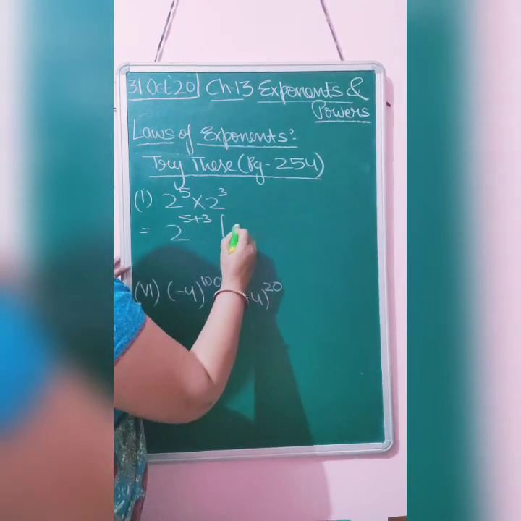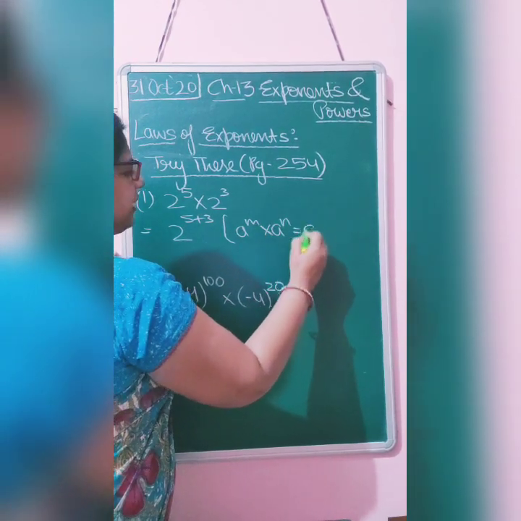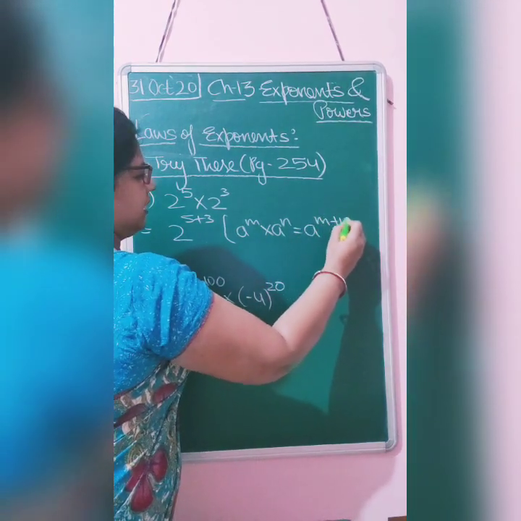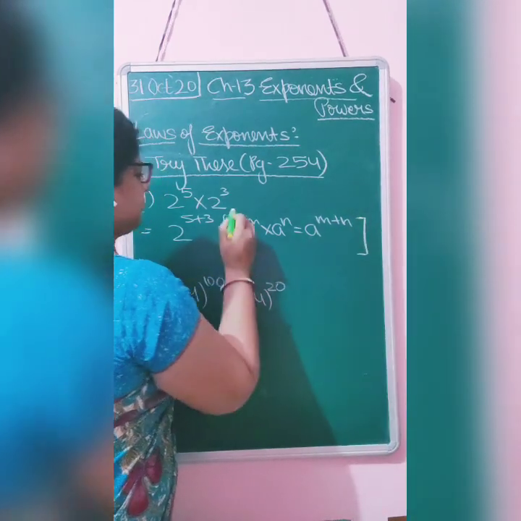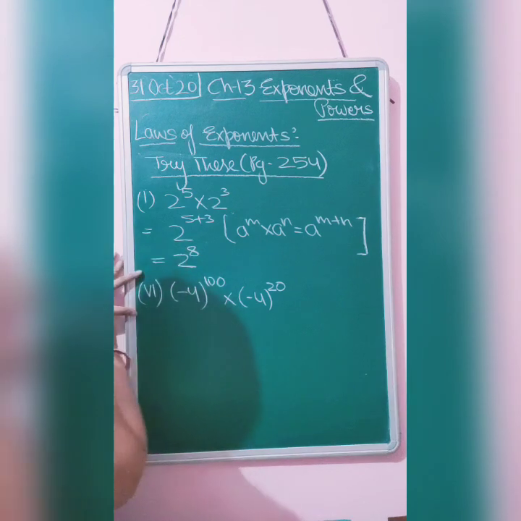We have to write the law. Which law are we using? a ki power m into a ki power n is equal to a ki power m plus n. This law we are using. So here the answer is 5 plus 3 is 8.